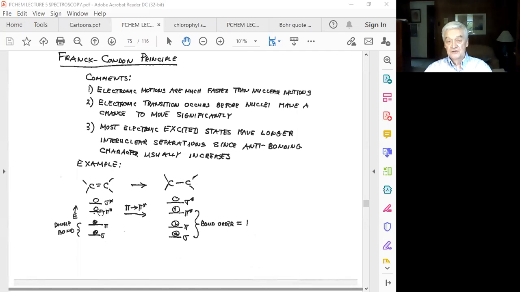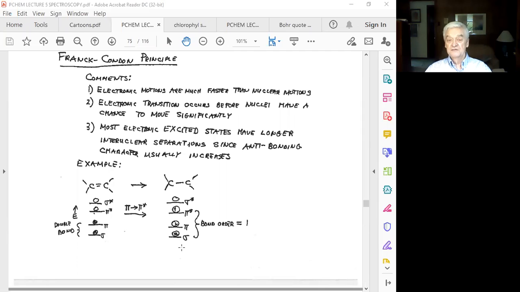Thirdly, and I showed you this as an example, most electronic excited states have longer internuclear separations since antibonding character usually increases. Here again, this is now actually ethylene. It doesn't have the non-bonded electrons like the ketone does. But if we have a pi to pi star transition, you'll see that we go from a bond order of 2 down to a bond order of 1.